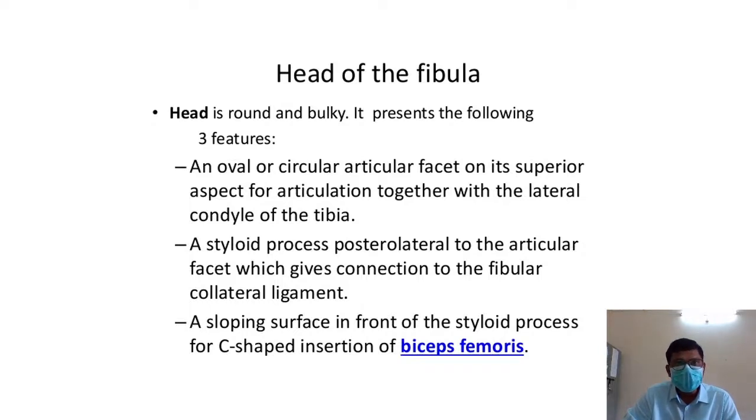Coming to the head, it is round and bulky. It presents the three following important features. An oval or circular articular facet on its superior aspect for articulation with the lateral condyle of the tibia. The second feature is a styloid process posterolateral to the articular facet, which gives connection to the fibular collateral ligament. And the third important feature is a sloping surface in front of the styloid process for C-shaped insertion of biceps femoris. Please remember these important three features of the head of the fibula.